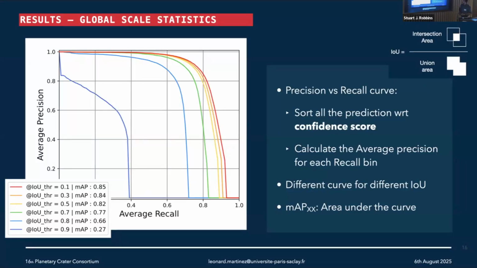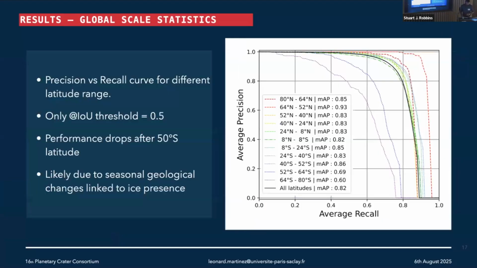And this is one of the most representative metrics in the deep learning literature. So here we have a mean average precision at an IOU of 0.5 of 82%, which is very good.